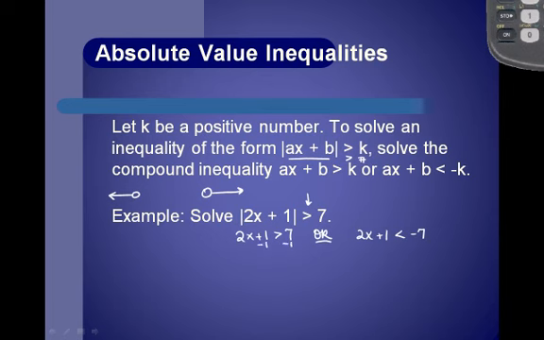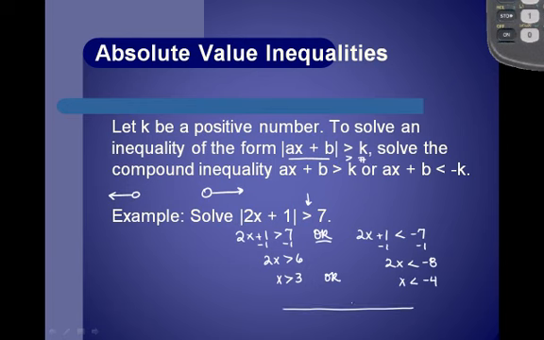For the first piece, we're going to subtract 1 from both sides, so we get 2x is greater than 6. Divide by 2, so we get x is greater than 3. For the second piece, we're going to subtract 1 from both sides, so we get 2x is less than -8. Dividing by 2, we get x is less than -4.